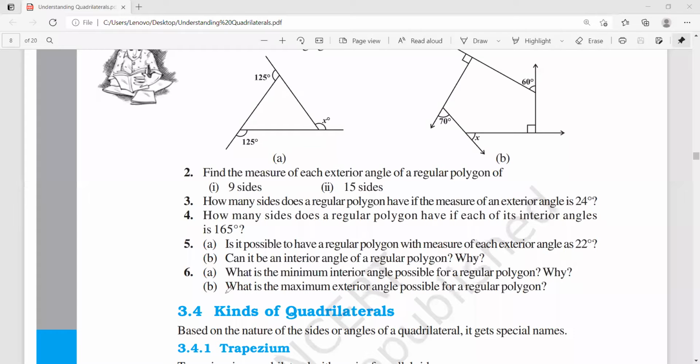So the second question is, what is the maximum exterior angle? In the first one it was the minimum interior angle. So now, the maximum exterior angle possible for a regular polygon. We have already found the minimum interior angle, 60. So what will the exterior angle be? Formula: exterior angle is equal to 180 minus 60. So you will get the result. Is it clear?